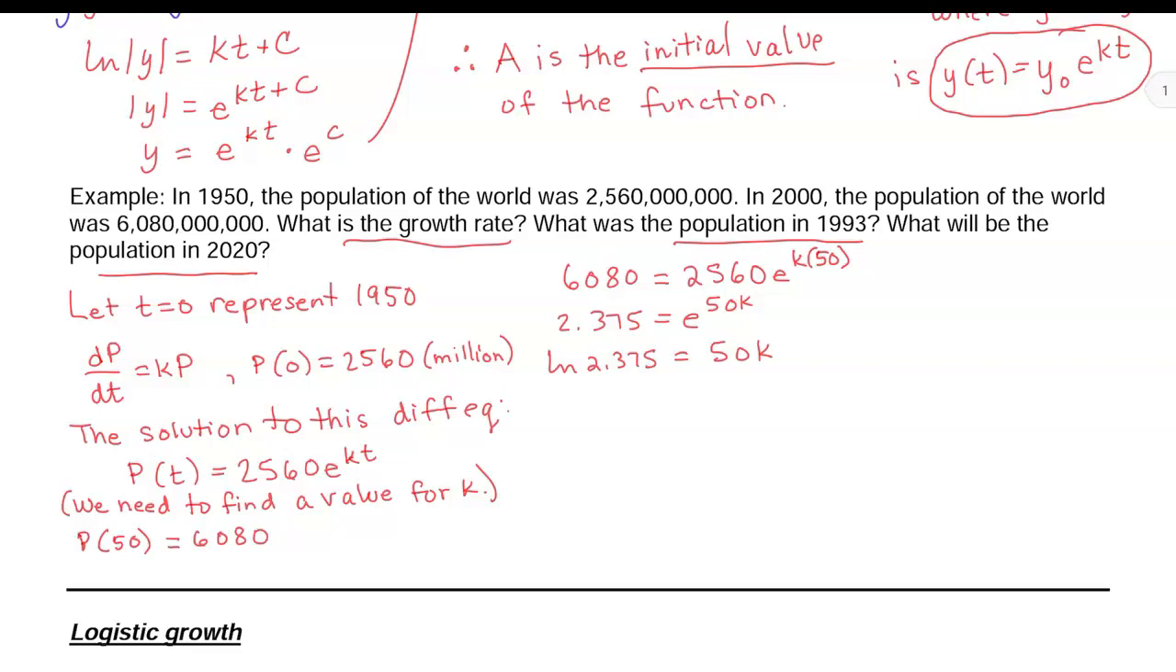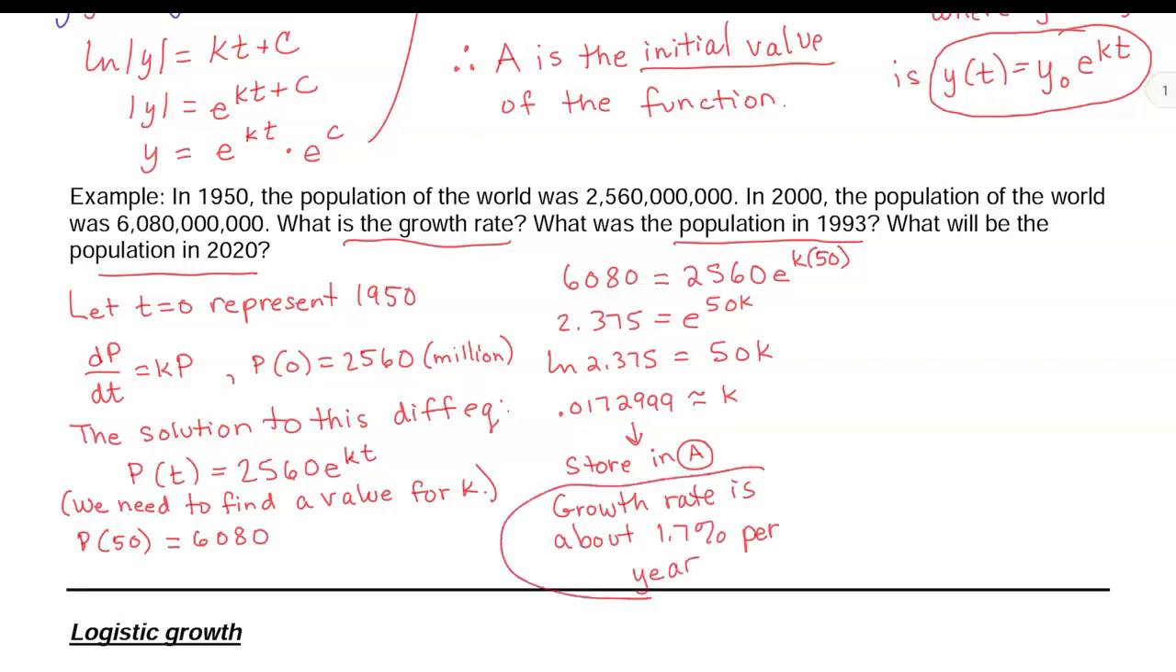Let's use our graphing calculator now. Type in natural log of 2.375, be sure to close the parentheses, and then divide by 50. You should get k is about 0.0172999. Now, I don't want you to just write that down. I also want you to store it in A on your calculator, because we're going to use that value later to answer the other questions. So what that means, our result, is that the growth rate is about 1.7% per year. So we've answered the first question, what is the growth rate?